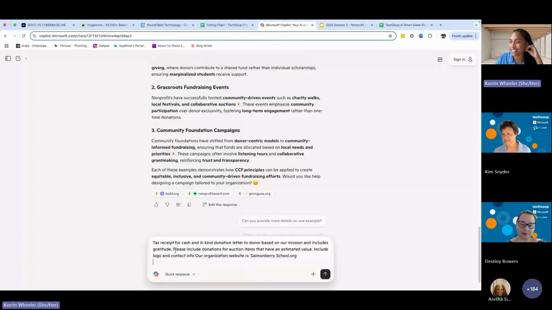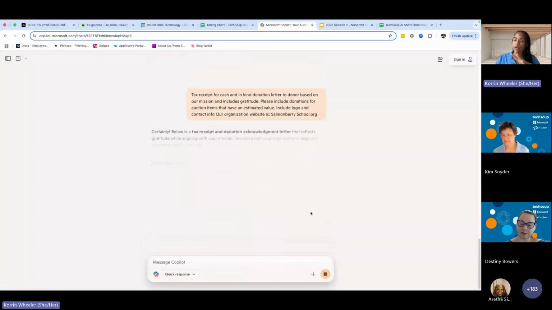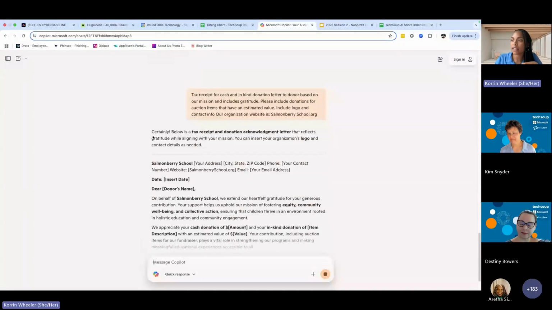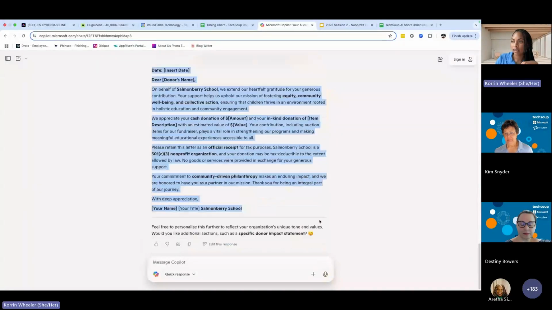It says tax receipt for cash and in-kind donation letter to donor based on our mission and includes gratitude. Please include donations for auction items that have an estimated value. Include logo and contact information, and then their information. Now, if I had a different version of Copilot, I could do the formatting and have the logo and have a whole template for the company. So everybody in the company could place in their own information depending on who they were sending it out to, which is nice and saves a lot of time. But because I have the free version, it'll just give me an outline, and I would have to copy and paste this in Word to then edit it or share it with people.